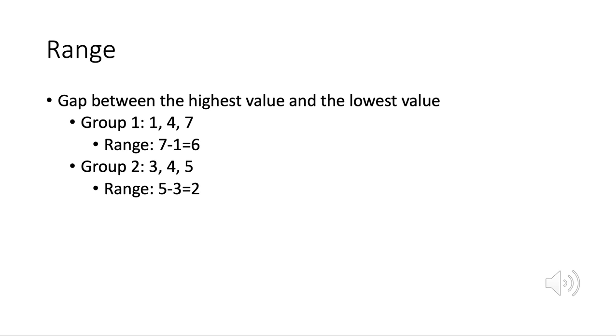Let's talk about the range. Range means the gap or the distance between the largest value and the smallest value. For example, in group 1, there are 1, 4, and 7. So the range is 7 minus 1 equals 6. For the second group, 3, 4, 5, the range would be 5 minus 3 equals 2. Therefore, the range of group 2 is 2, while the range of group 1 is 6. So group 2 has a smaller range than group 1.